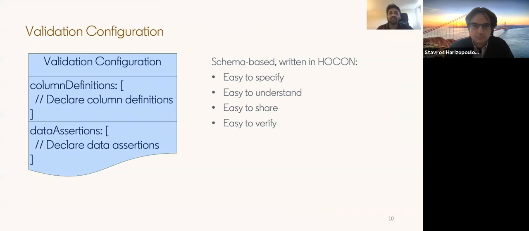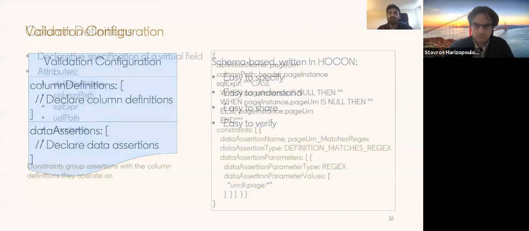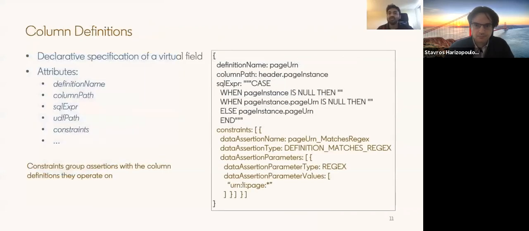Now, the first section in this file deals with column definitions. The right pane here shows us an example. A column definition is a declarative specification of a field of interest. It can be a top-level or nested path to a column, as seen here in the column path field. It could also be a virtual or derived field that uses SQL expressions or UDFs. For example, we make use of SQL here to derive a null-safe string.